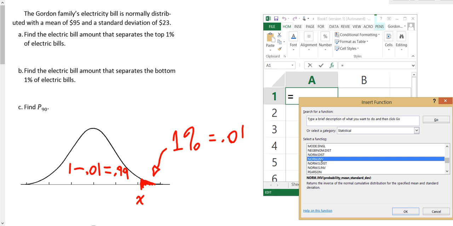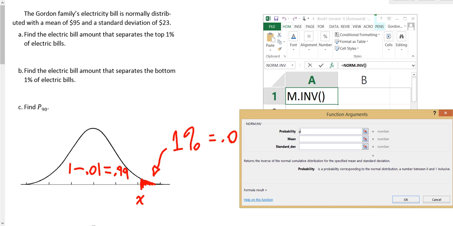So I'm going to do the norm.inv, click OK. For the probability, I type in a number between 0 and 1, the corresponding area to the left, which is 0.99. For the mean, I highlight this box, and the mean is $95, so I put 95. For the standard deviation, we said it is 23, so I'll type in 23. And here it's giving me the value.